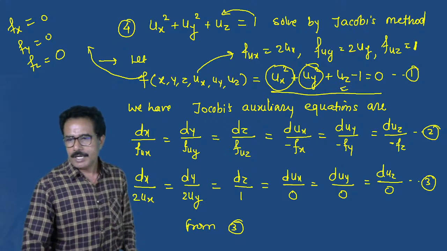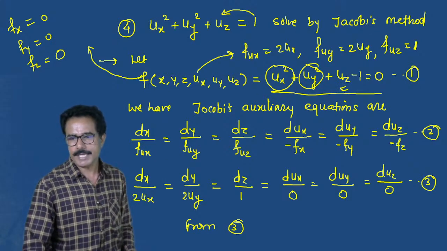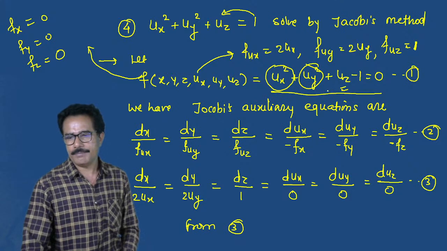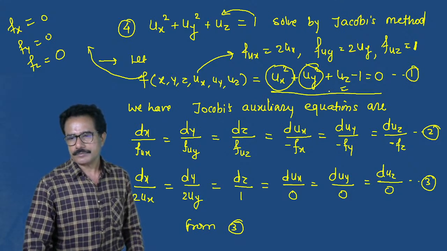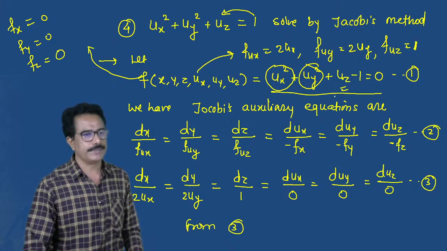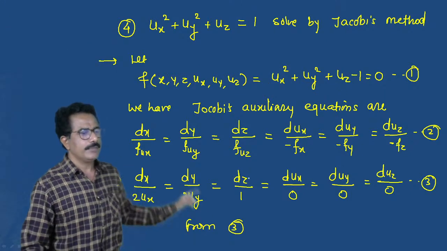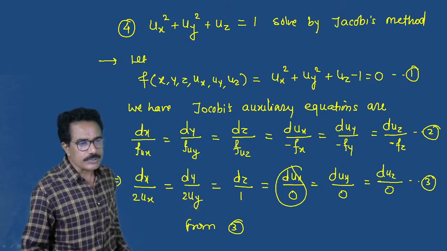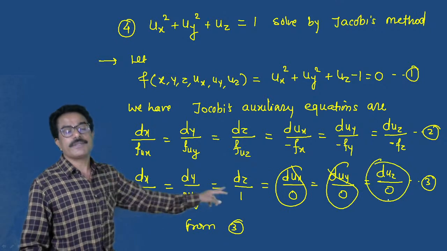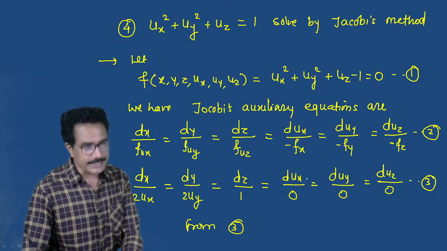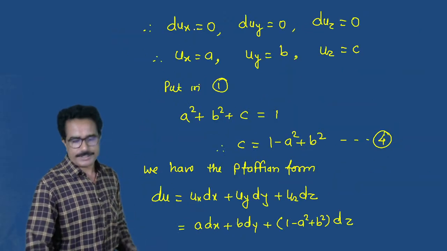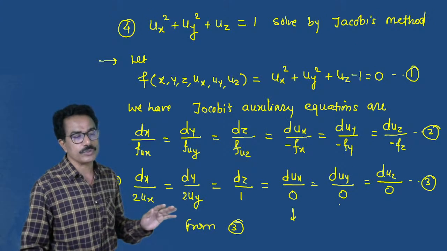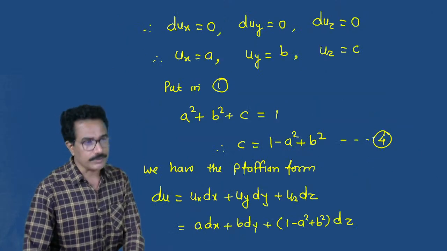Very good. Okay, very good. Now putting these values in the Jacobi's auxiliary equation, then we can solve this. From this equation 3 we can take this. So dux upon 0 means ux is equals to 0, duy is equals to 0, duz is equals to 0.